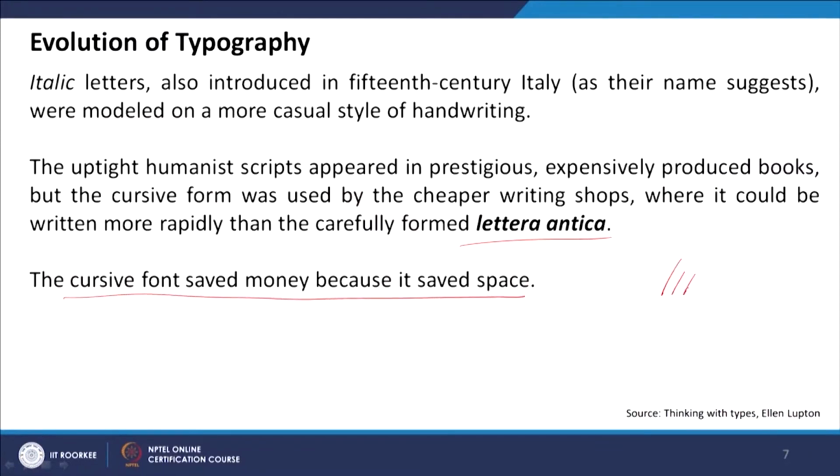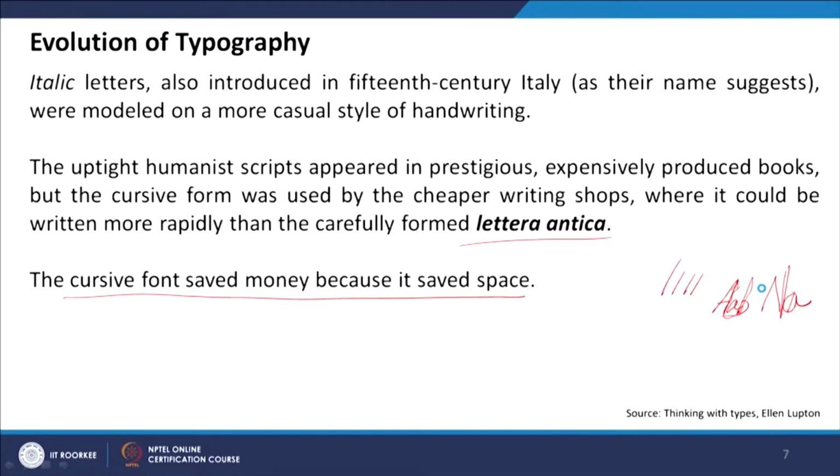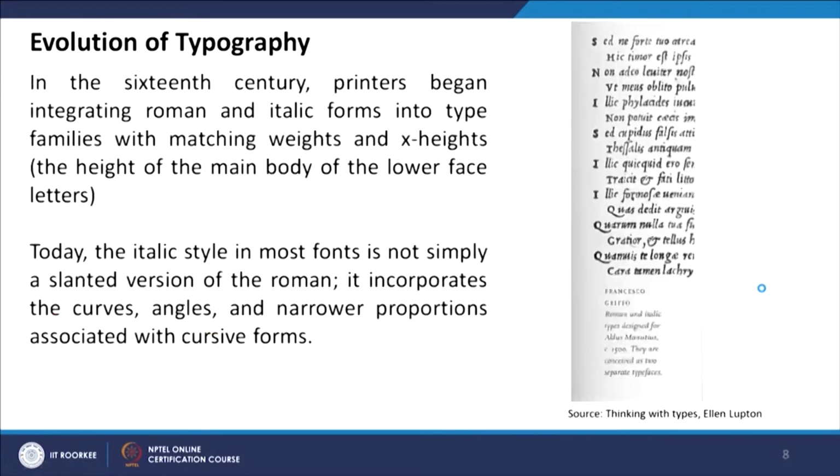So when you are writing like this, it started saving space, because the next letter takes a similar space, so it does not end like this and the next letter starts after this. So this is a space saving happening because of the slant. In the smaller space you can write more text, so that's why this becomes cheaper. And from there the italic version of the typefaces came, which is also available right now in the digital version. In the 16th century, printers began integrating Roman and italic forms into the same family.